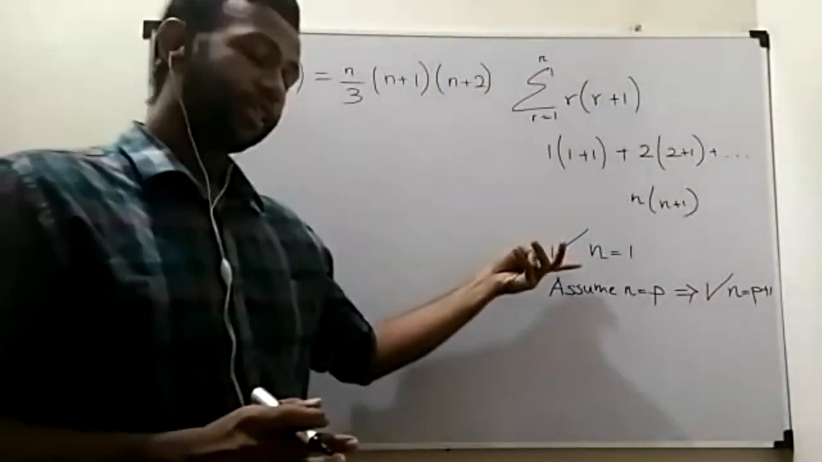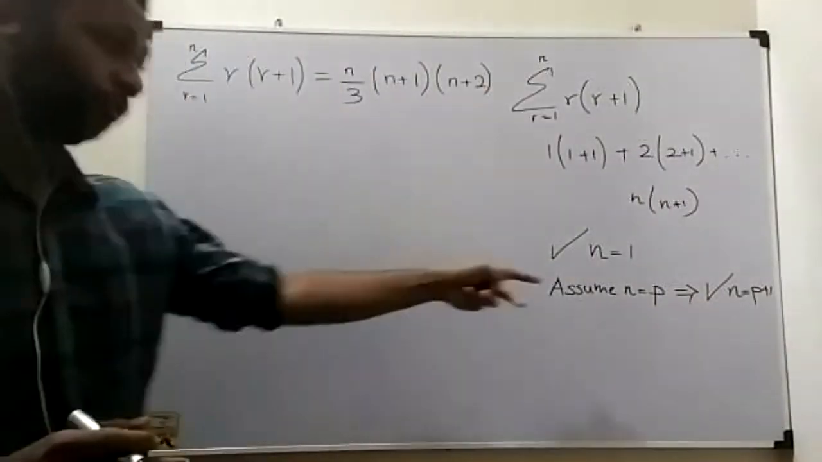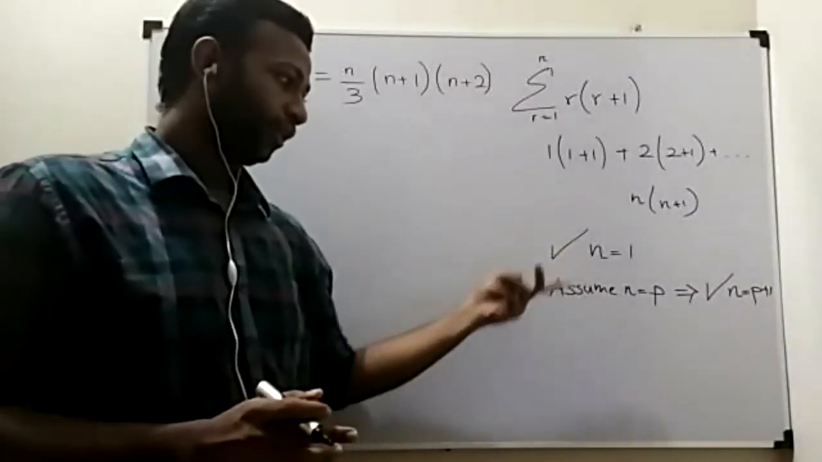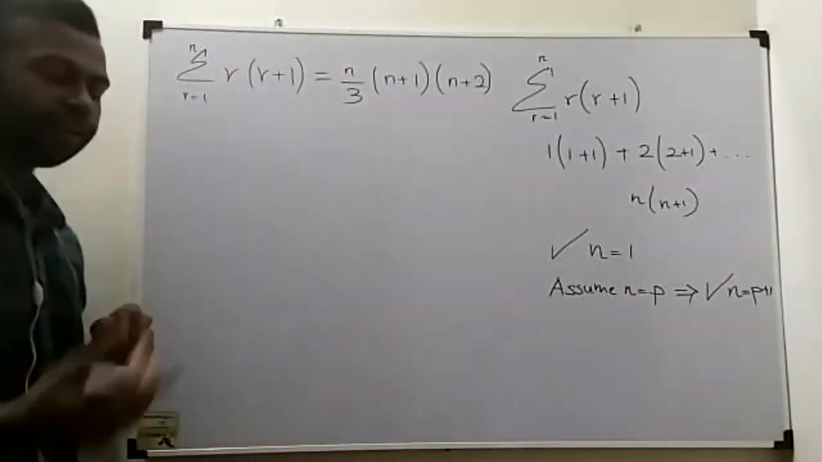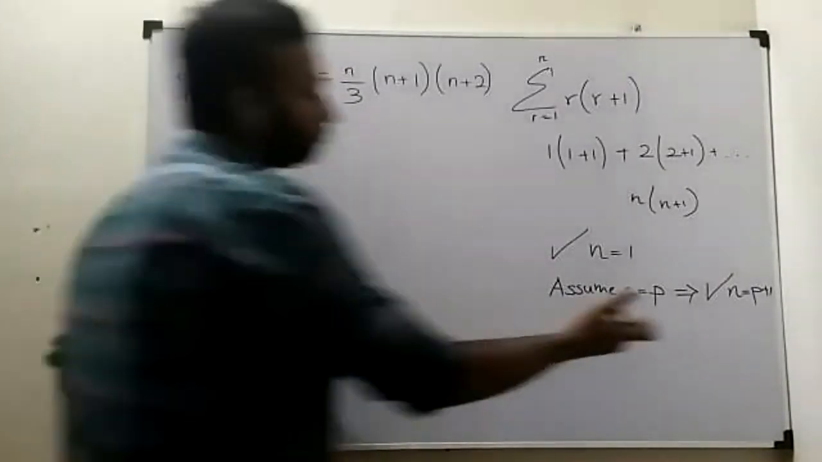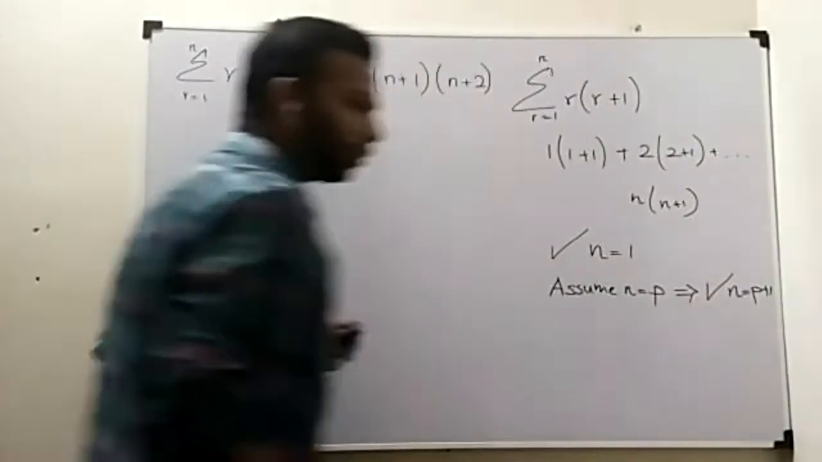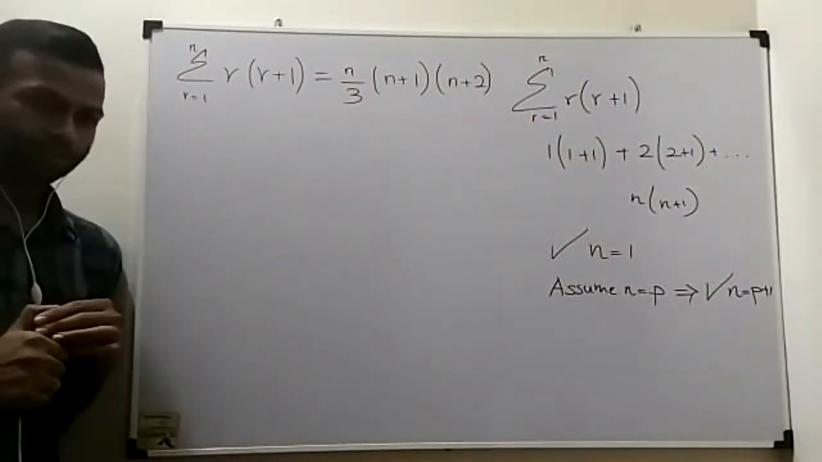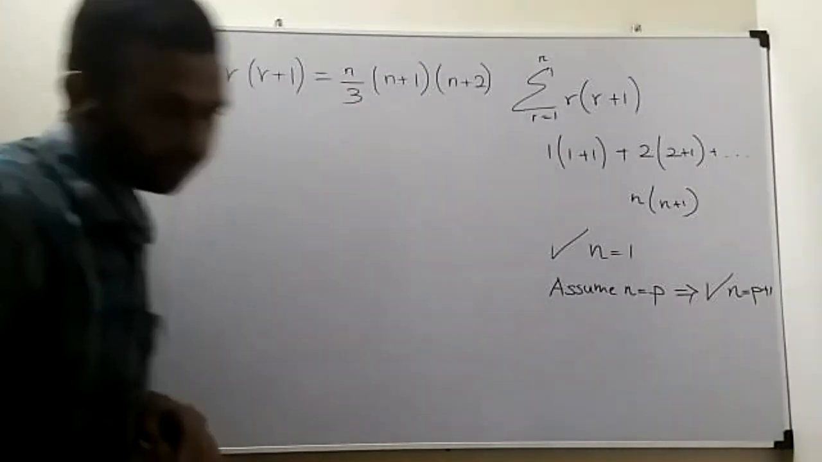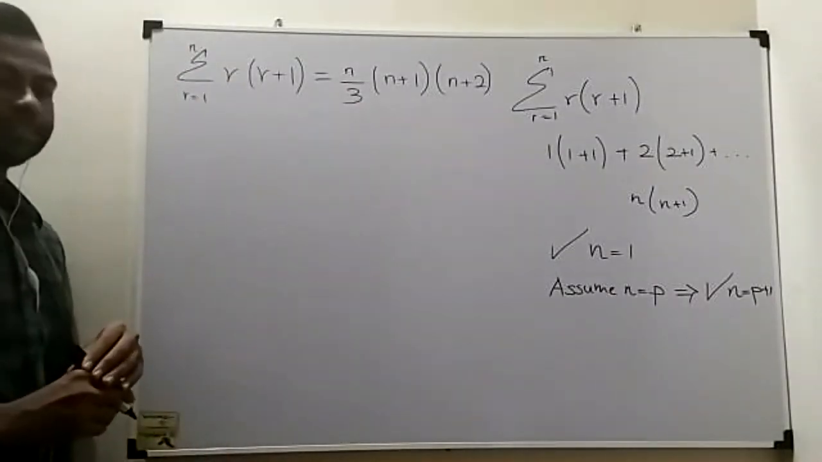First, you prove that when n is equal to 1, the statement is true. And then you assume when n is equal to p, the statement is true. And you then try to prove that when n is equal to p plus 1, the statement is true. So those are the simple steps we need to follow. So are you with me so far? Okay. So let's do the first step.